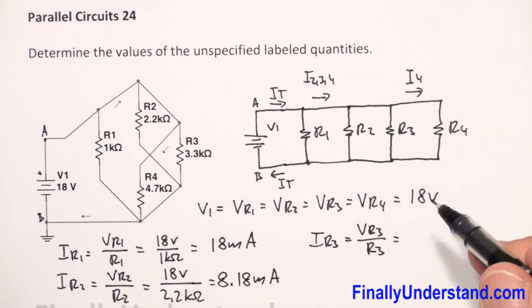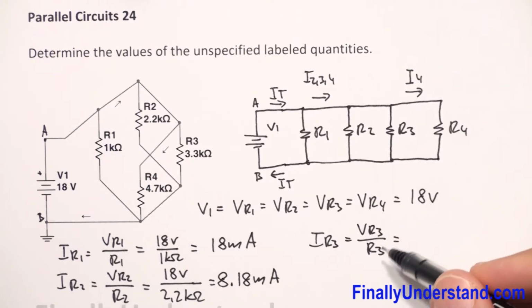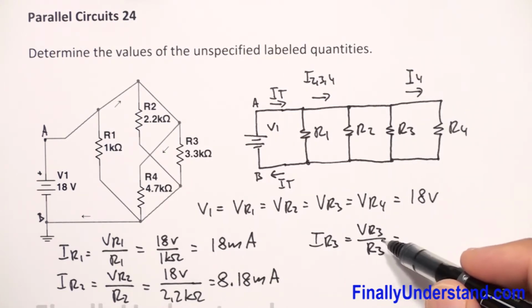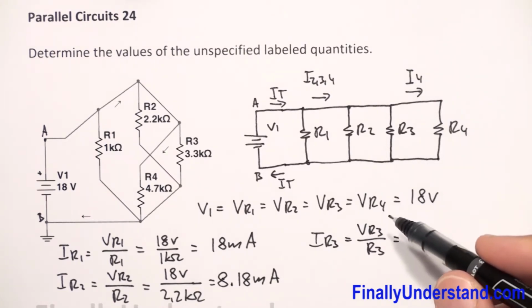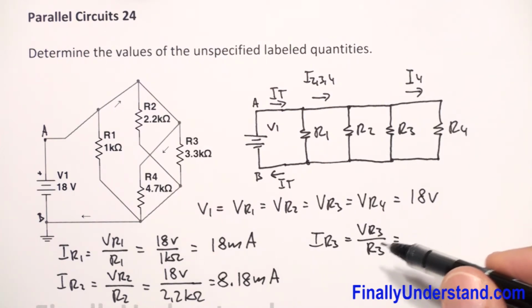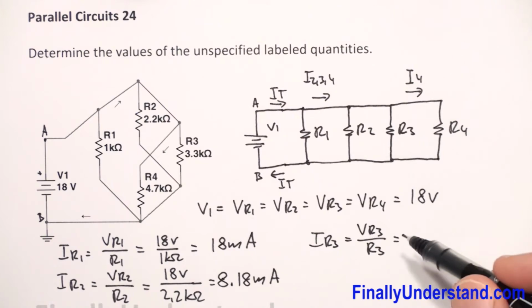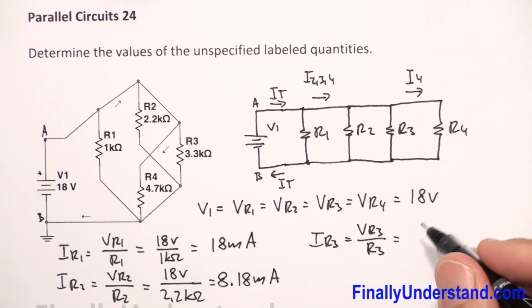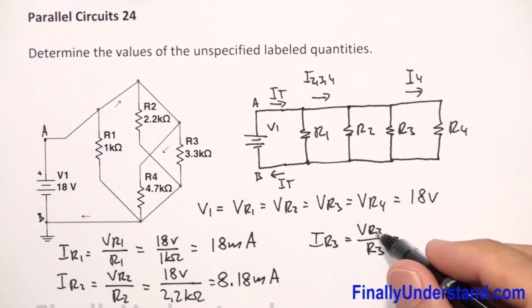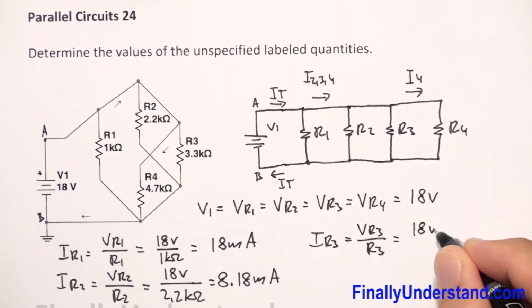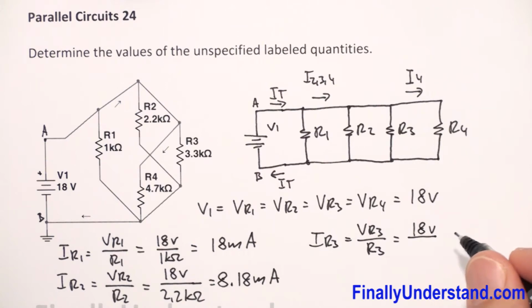Very often it happens that students simply write the numbers, and if it comes to the review, they are lost because they don't know from where they get what. So I recommend you always write the formula first, and after that perform the calculations. So VR3 is equal to 18 volts divided by R3, which is equal to 3.3 kilo ohms.